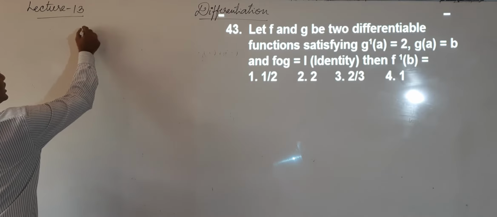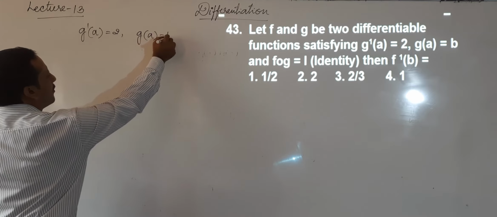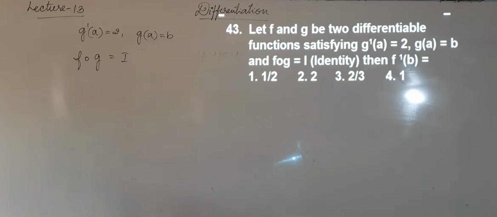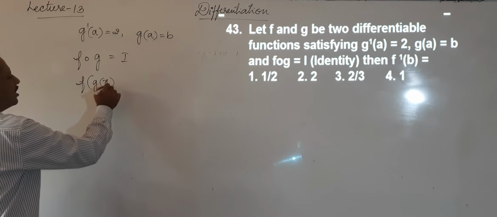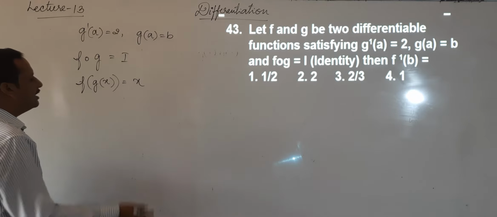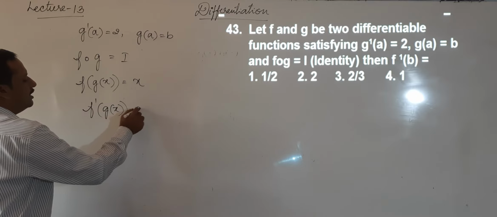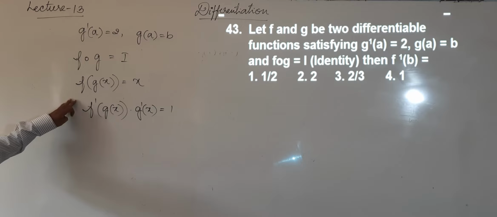Given g dash of a is equal to 2, g of a is equal to b, then f circle g is equal to identity. F circle g is identity means f of g of x is equal to x. Now differentiate this. So when I differentiate it, f dash of g of x into g dash of x is equal to 1.